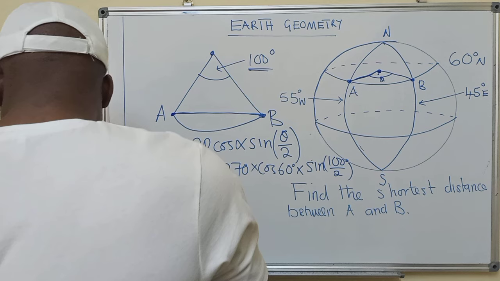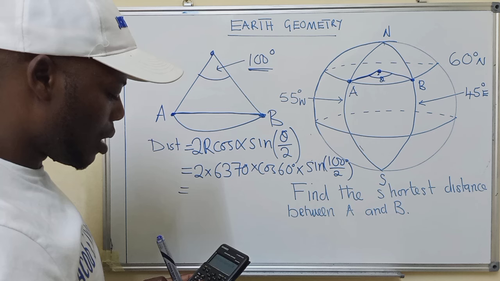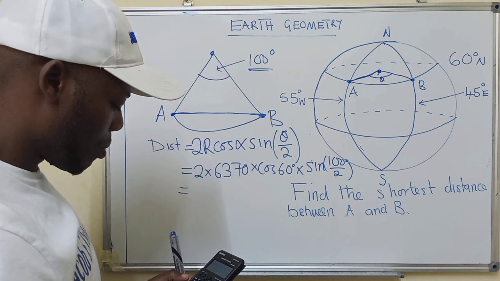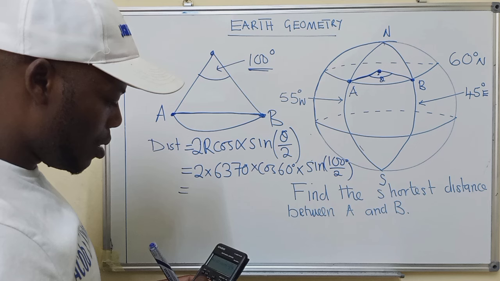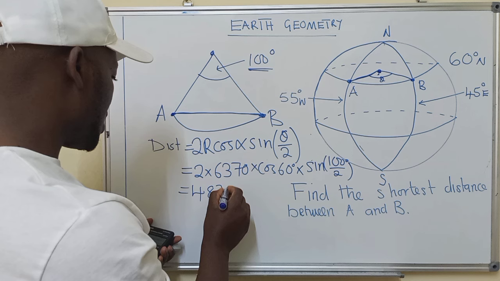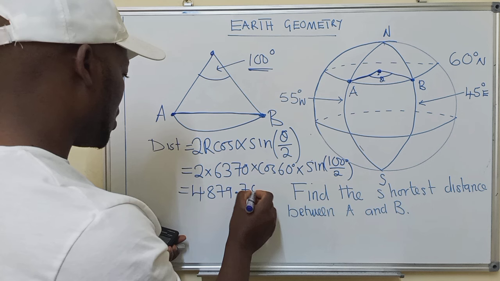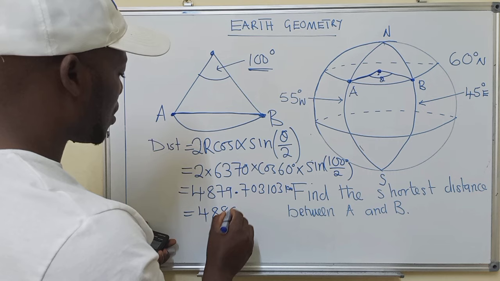After that, you punch it on your calculator. So we have 2 times 6,370 times cos 60 times sine of 100 divided by 2. What answer are we getting? We are getting 4,879.703103 kilometers. Now, writing this in three significant figures, it will look like this. So this is our answer.